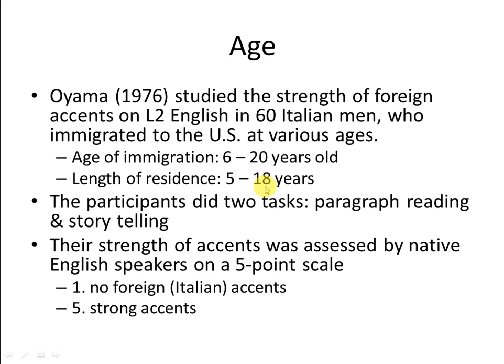And these participants from Italy did two tasks. They were asked to read aloud a paragraph in English, and also they were asked to tell a story in English. And their strengths of accents, so they had Italian accents on their second language English, was assessed by native English speakers on a 5-point scale. So 1 means no foreign accent, and 5 means strong accent. Okay, and 2, 3, and 4 mean somewhere in between.